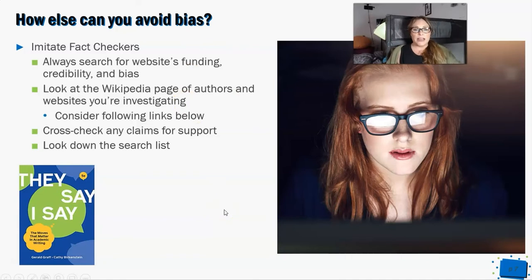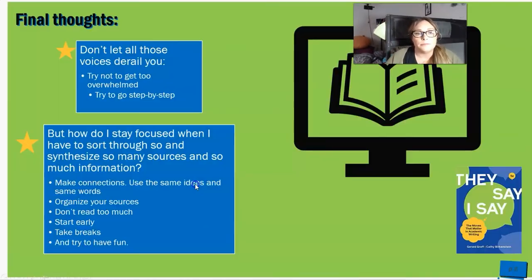Again, look down the search list. Also, when you search something on the actual internet, don't just take those first ones because Google knows you, right? So does Bing or whatever, Firefox, any of those things, they know you. You're part of an algorithm, and they are going to choose sources that they know that you are going to want right away. So go down the list and see what else there is.